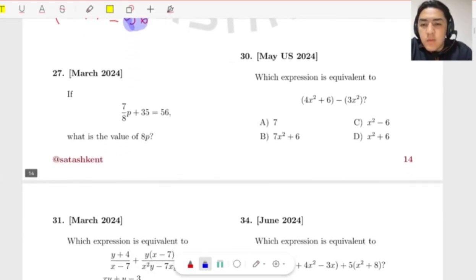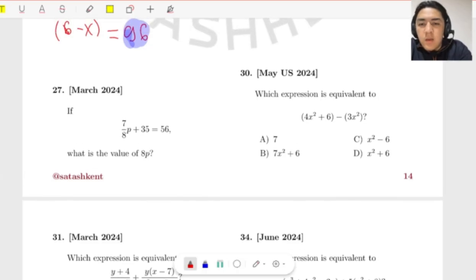So question 27, you have to find 8p. Let's first find p. So 7 over 8p is what? 1 and 21. So I can cancel these two things, 3, and p will be 24. And 24 multiplied by 8 is what? 2, 3, 192. And the answer is 192.